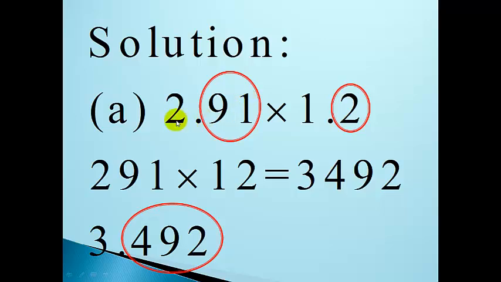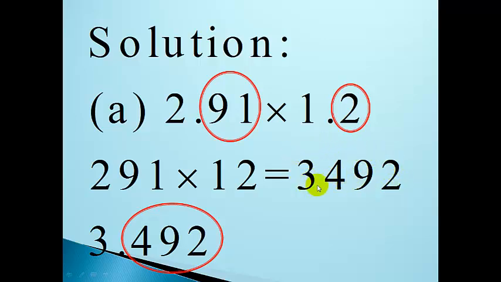Now when you are given 2.91 times 1.2 to multiply, because they are decimals, what you do is assume that the decimal point is not there. So 2.91 becomes 291, times 1.2, assuming the decimal point is also not here, we have 12. So 291 times 12 will give us 3,492.